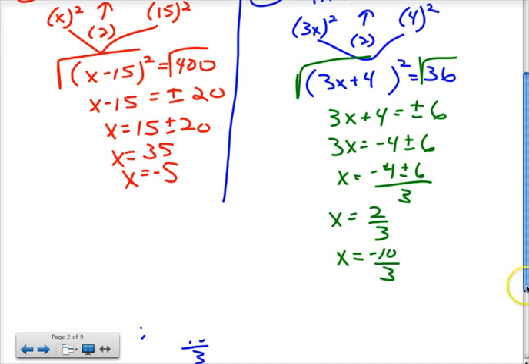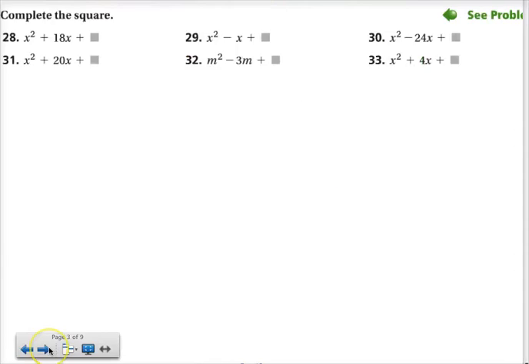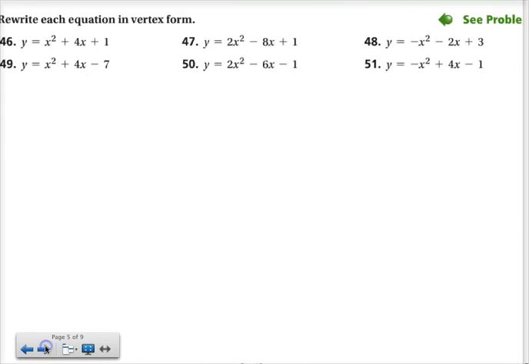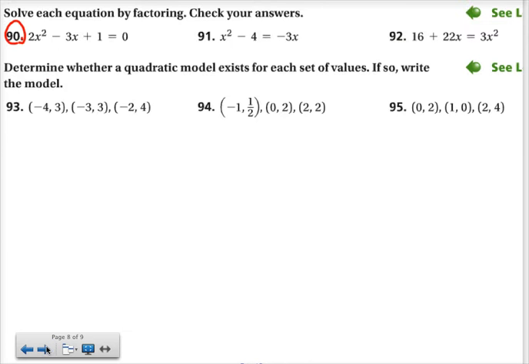And I believe those were the frequently asked questions on this page, but at the end I thought, since it's been a while since we talked about some of these topics, number 90, we're going to solve that by factoring.